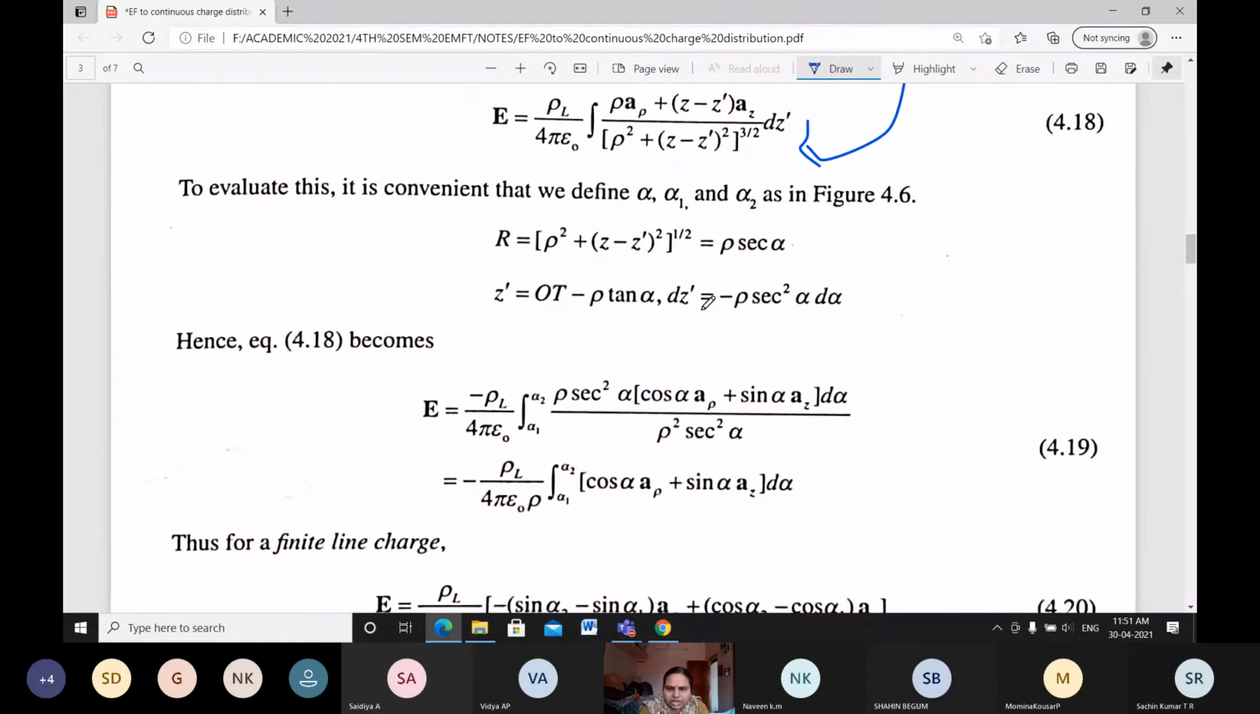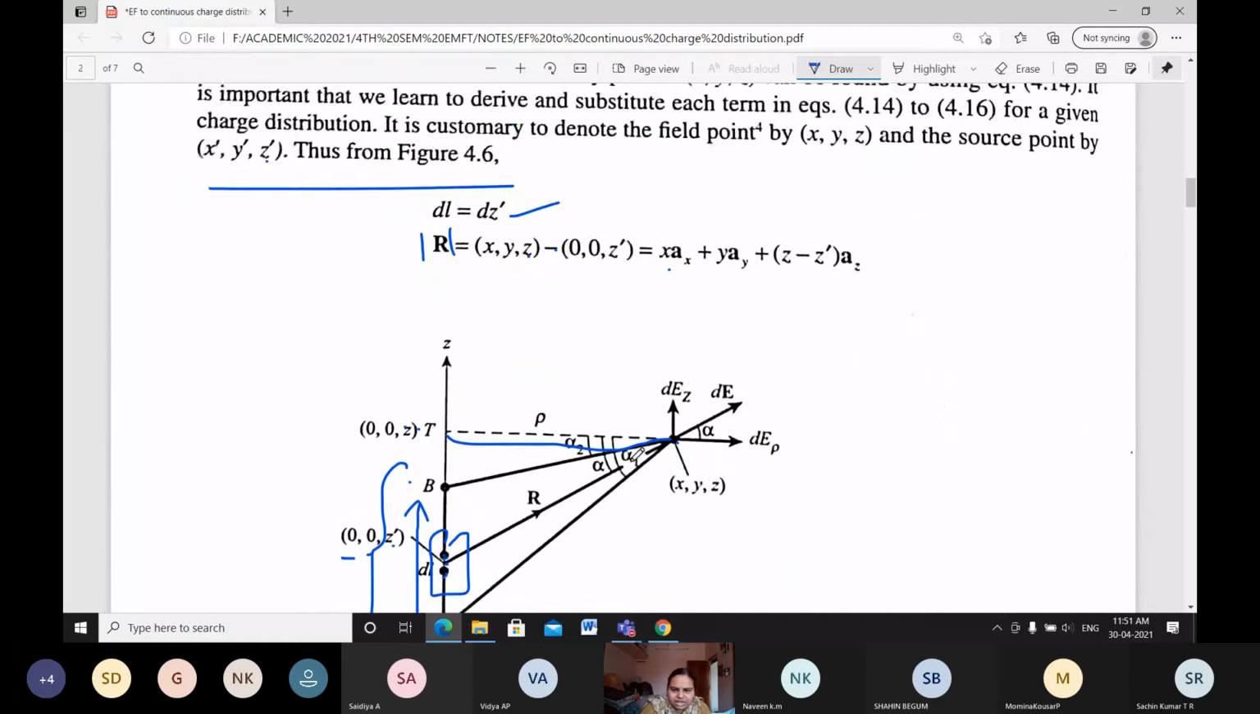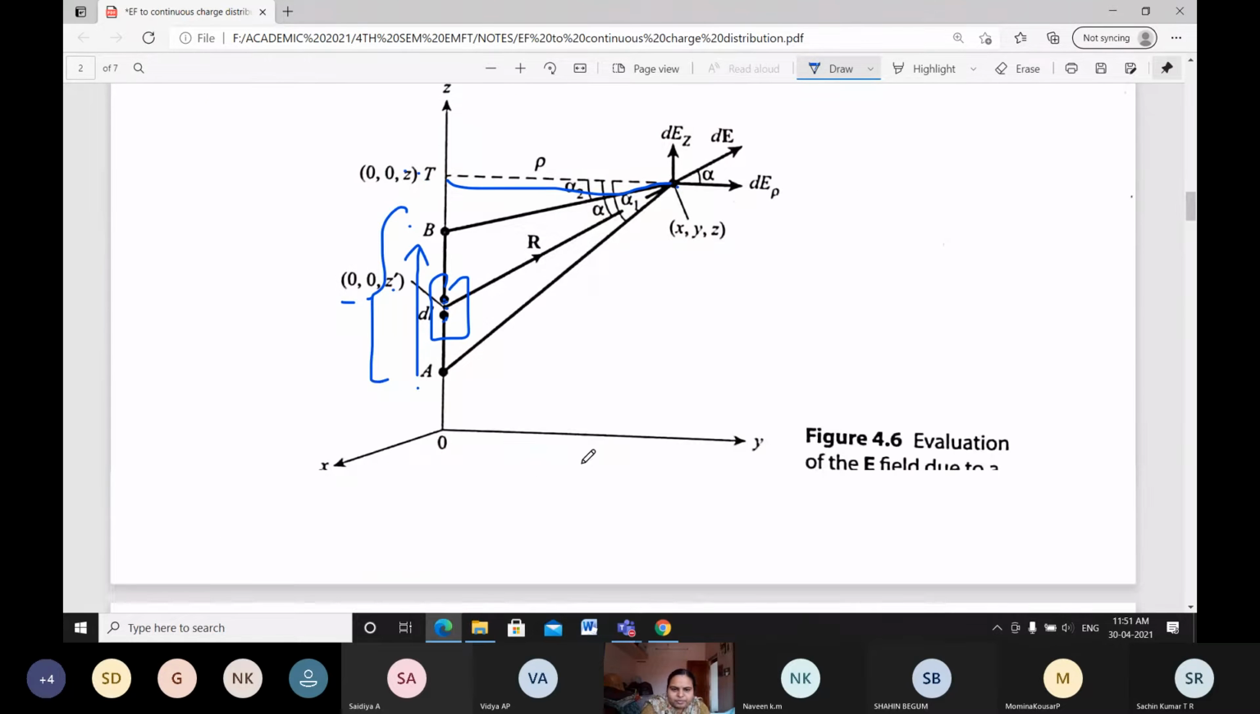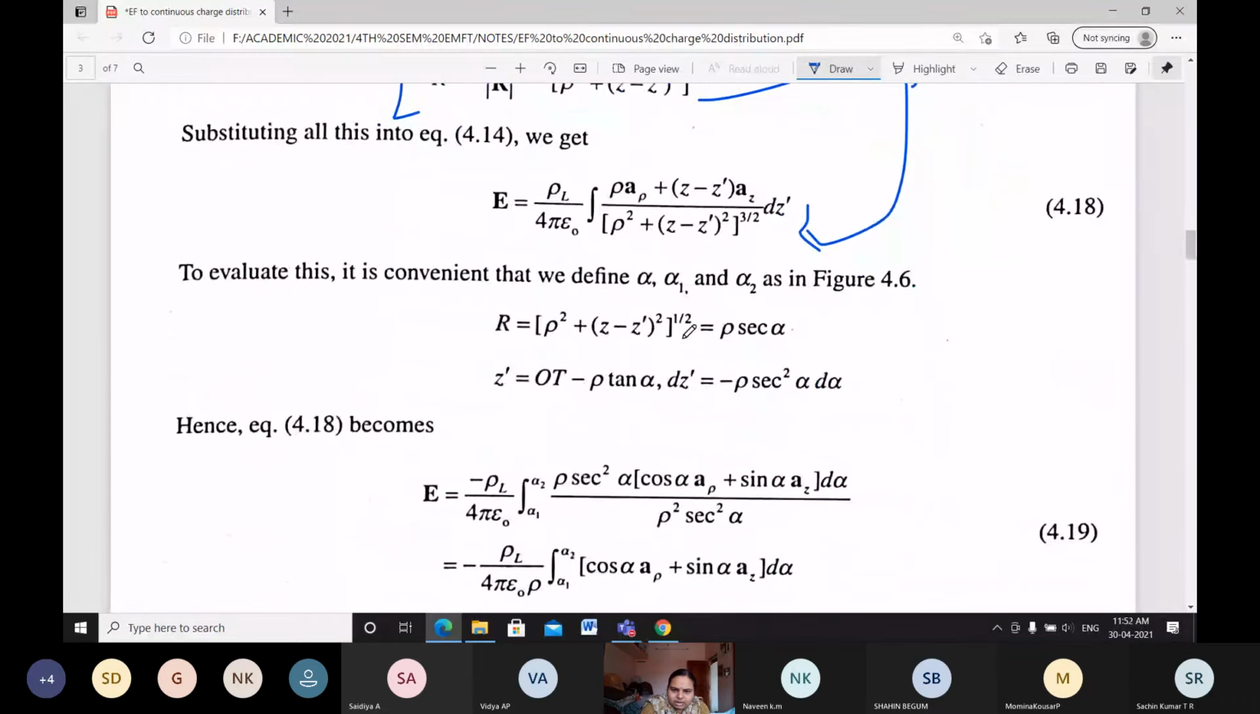For our convenience, based on our angles, the angle from the rho line to A is alpha 1, from the rho line to R is alpha, and from rho to B is alpha 2. Based on these angles, we take R, which is rho square plus z minus z dash whole square to the power 1 by 2, as rho into secant alpha. This is our assumption.